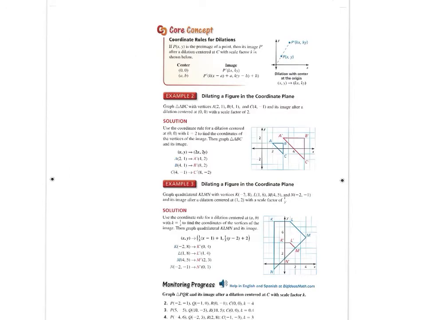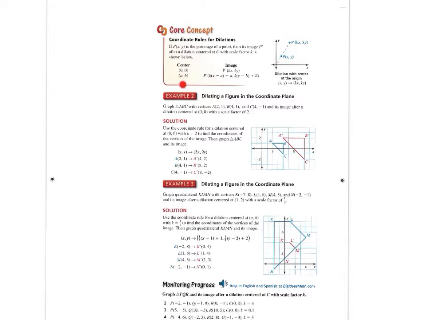Okay, then we have our dilations in the coordinate plane. If P is located at (x, y), the preimage of a point, then its image, P prime, after a dilation centered at C with scale factor k is shown below. Your center of dilation can be your origin (0, 0), which means every x value and y value gets multiplied by the same k value to create your dilation.